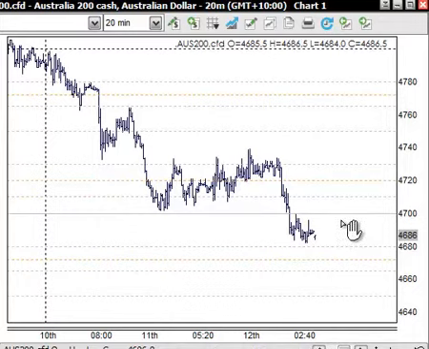So that 47 is quite a nice line in the sand. The next supporting factor down here would be the 46.50 here. So keep an eye on that there. And the same with the European markets as well. I'm going to have a look at the commodities now.